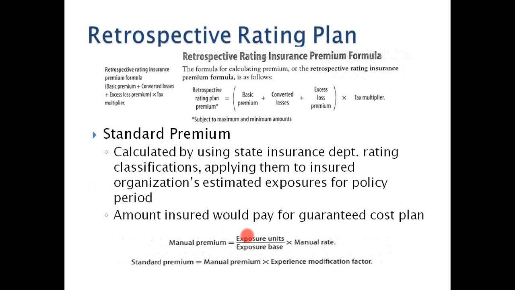What would you normally pay? If you think about that, say the normal rate for a roofer is $3.50 for every $100 in payroll, so essentially 3.5%. For a secretary, maybe I'm only going to charge 80 cents for that type of organization. So that's where your standard premium comes into play: they apply the manual rate, then indicate what your base would be, and they also apply your experience modification factor on top of that, based on what you're doing.